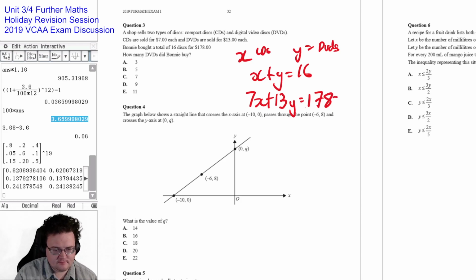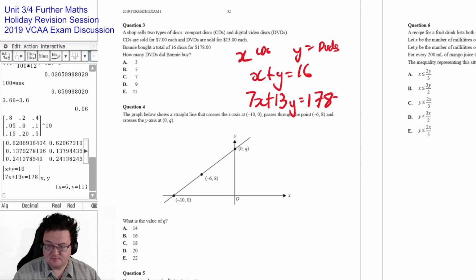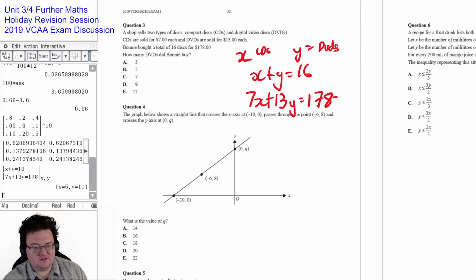Calculator. X plus Y equals 16. 7X plus 13Y equals 178. X comma Y. X is 5, Y is 11. The question says how many DVDs did she buy? What of those numbers represents my DVD count? That's 11.